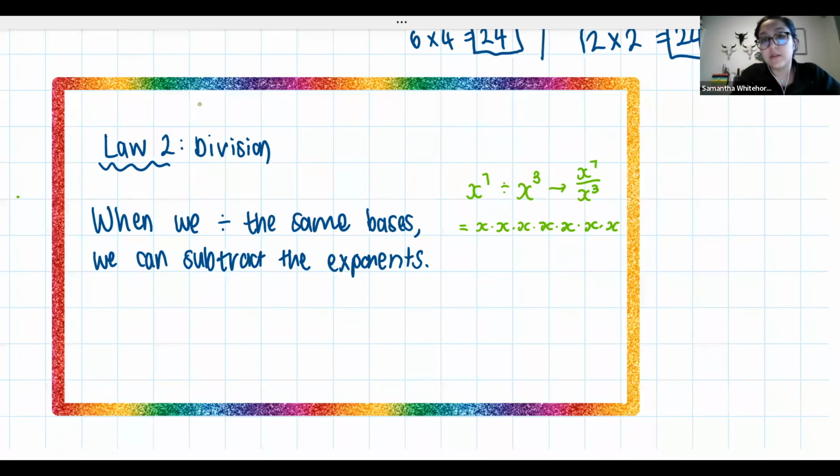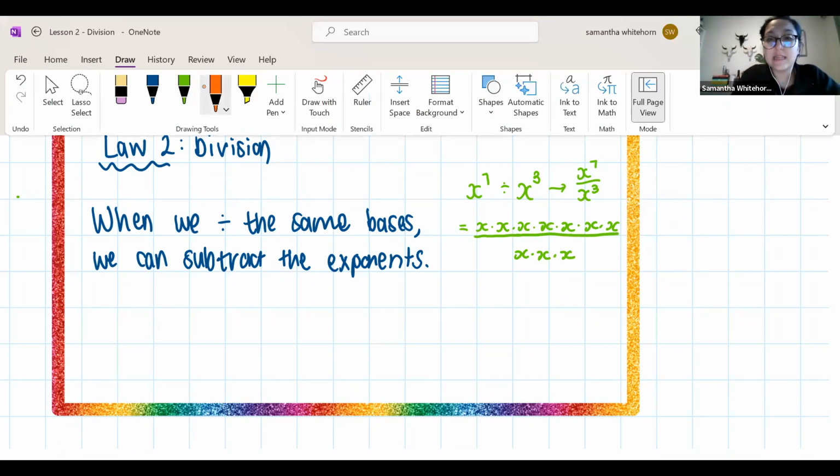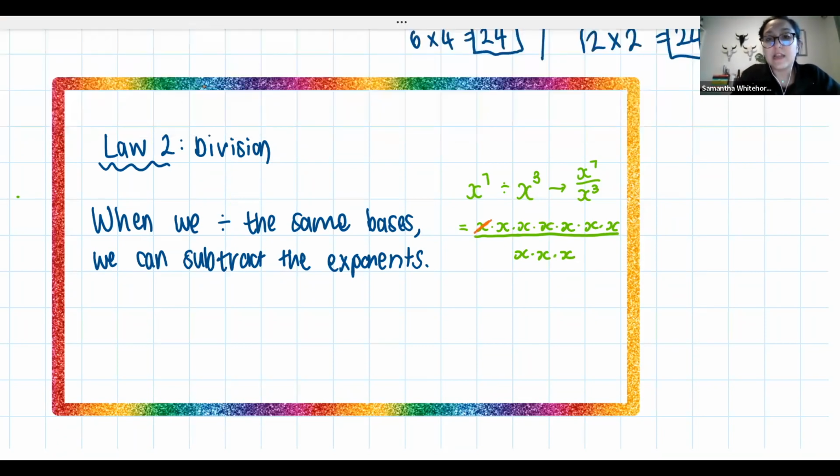Make sure I've got 7. Yeah, I've got 7. And I'm multiplying 3 x's in my denominator. So I could write them all out. And I know from fractions that I can cancel like factors in my numerator and in my denominator.